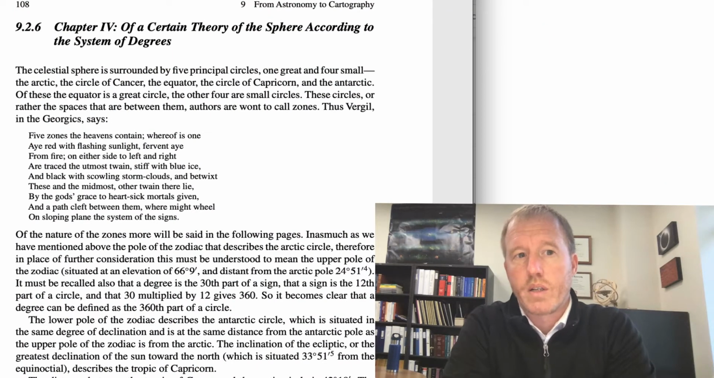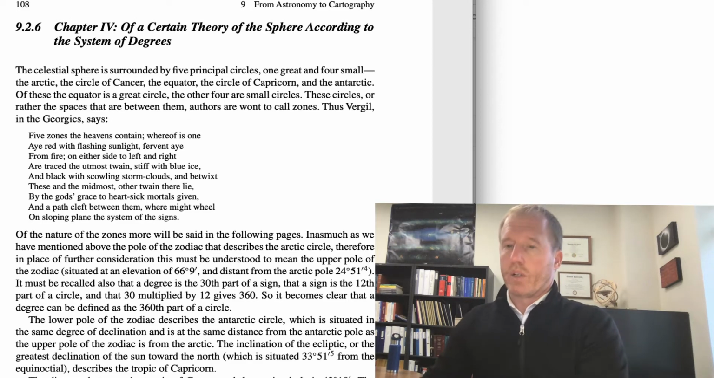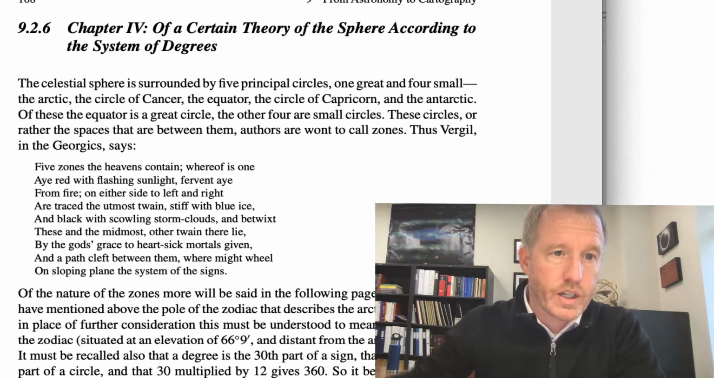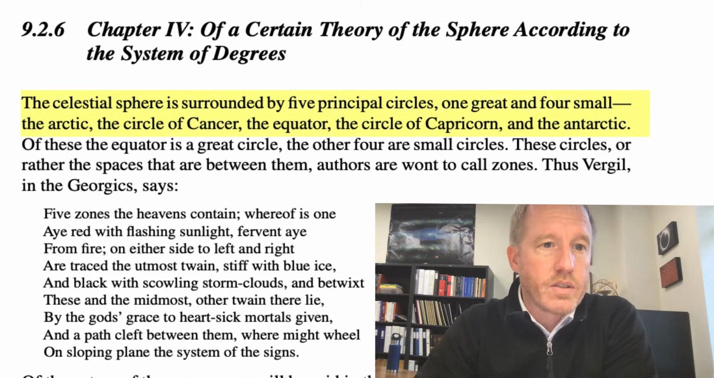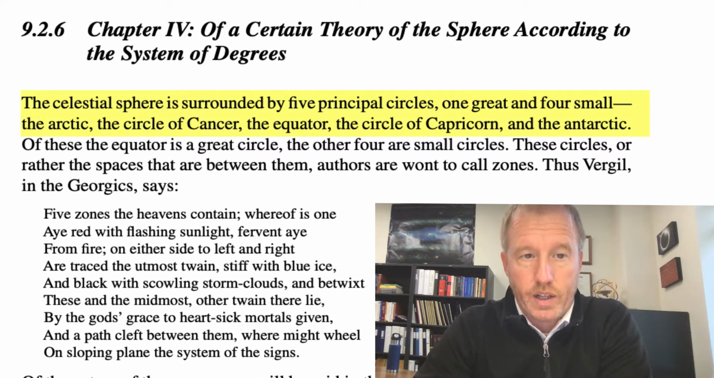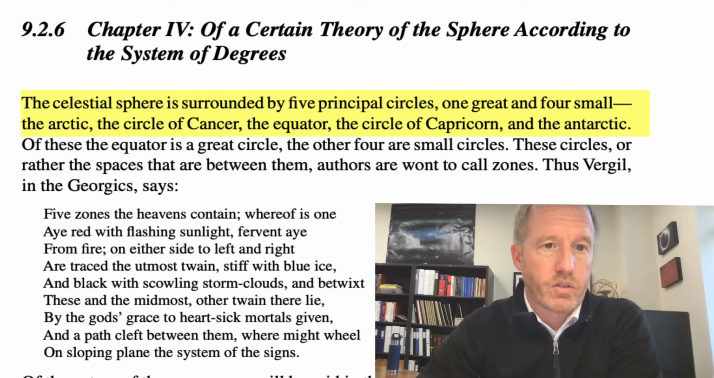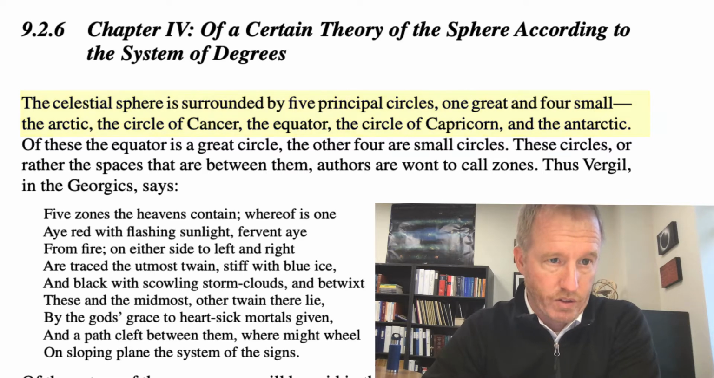Okay, so that brings us to Chapter 4. And here he's talking more about these circles and giving some specific angular measurements. He's being a little bit numerical in this chapter. If you look at Chapter 4 on page 108, he says that the celestial sphere is surrounded by 5 principal circles. That's what he talked about in the last chapter. 1 great and 4 small: the Arctic, the Circle of Cancer, the Equator, Circle of Capricorn, and the Antarctic.